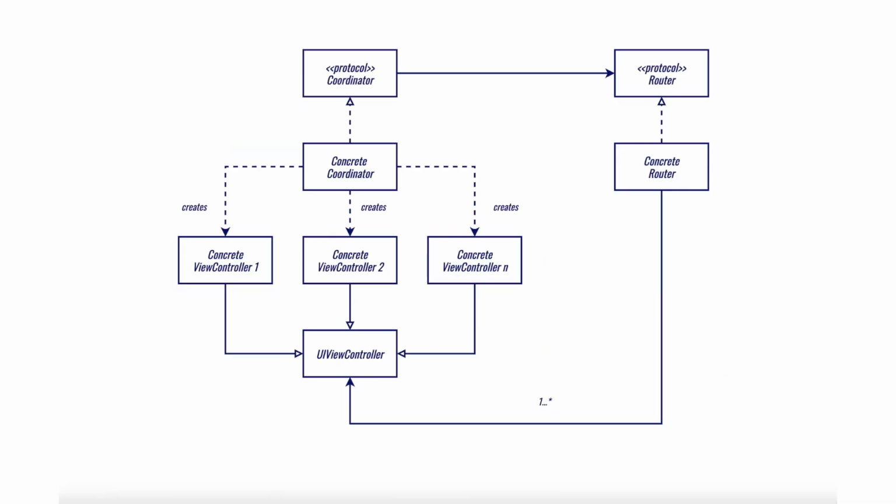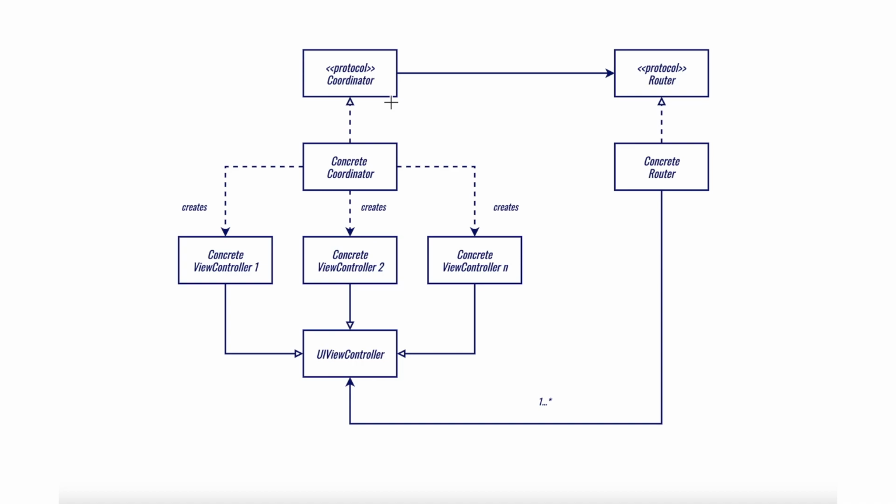Before jumping into the coding sample, let's take a quick look at the components of the coordinator design pattern. There are majorly 5. Number 1 is the coordinator protocol. Number 2 is the router protocol. Number 3 is the concrete coordinator. Number 4 is the concrete router. And number 5 is the view controllers.